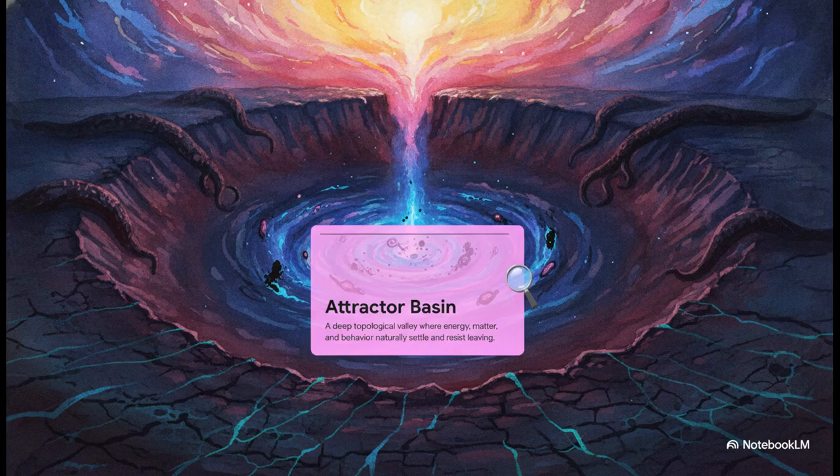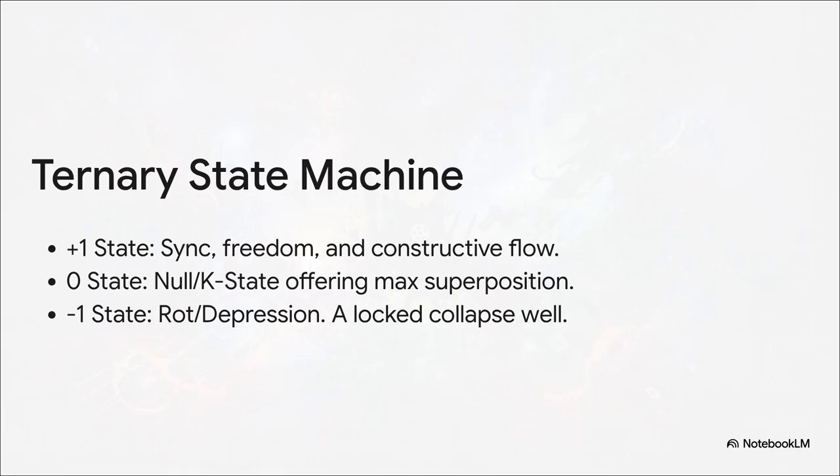And I want to be super clear here. These are not abstract math concepts. They are the physical grooves of reality that literally dry the paint of our universe. Once a biological node, like, a person, falls into one of these, it takes almost zero energy to just stay there. But it requires a massive hydraulic surge of energy to climb back out. So we can actually categorize these basins using a ternary state machine, mapping human emotions directly to physical coordinate states.